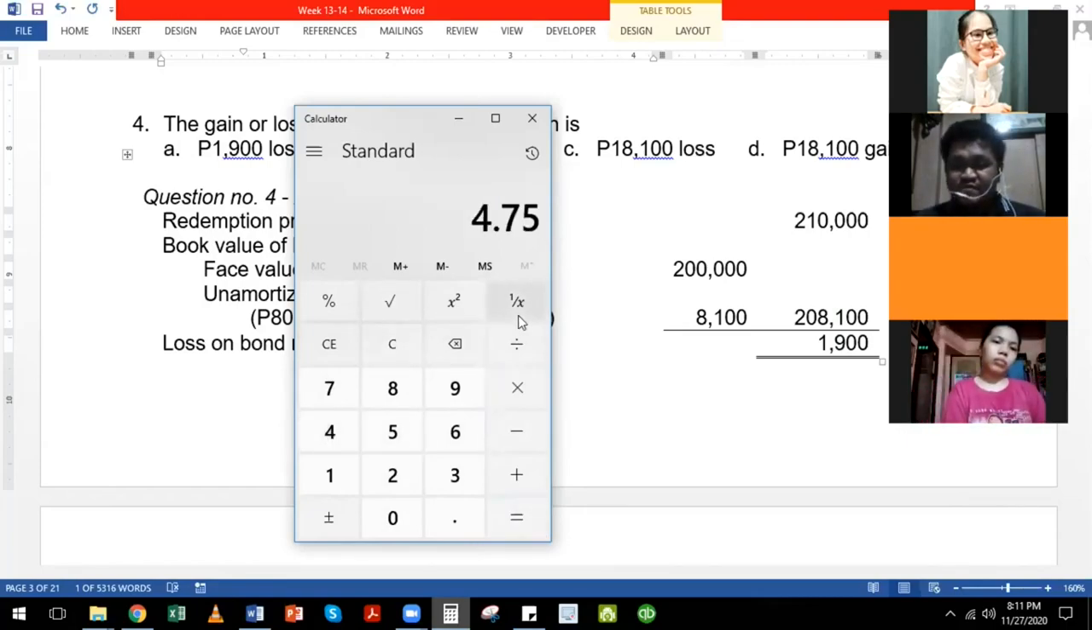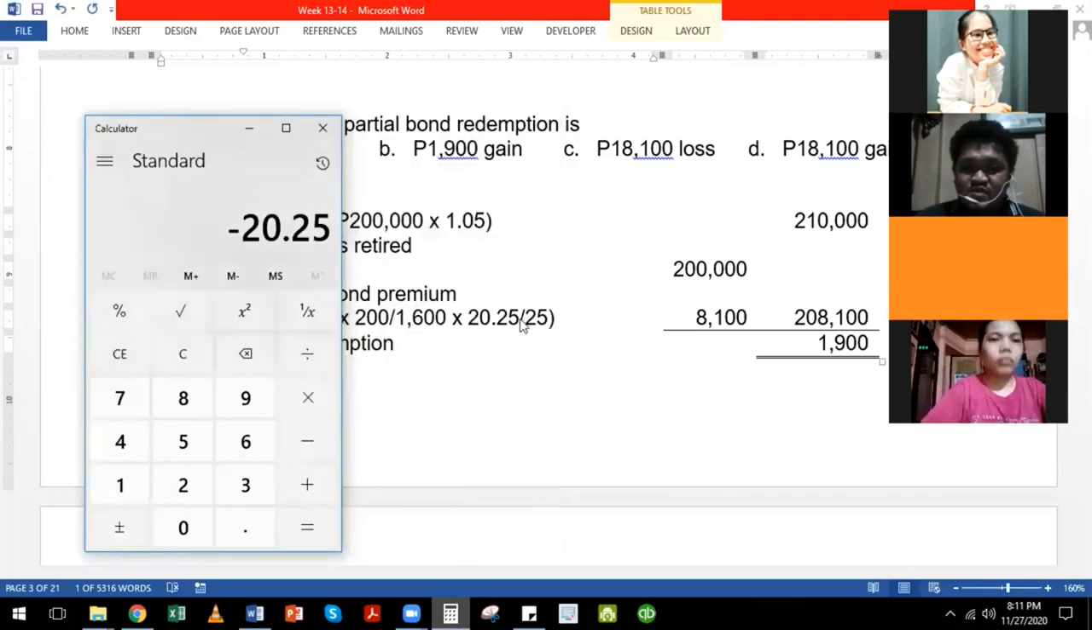So, 4.75 months, years that have lapsed. Minus, so how many years, 25. So it is 20.25. 2025 remaining number of years.